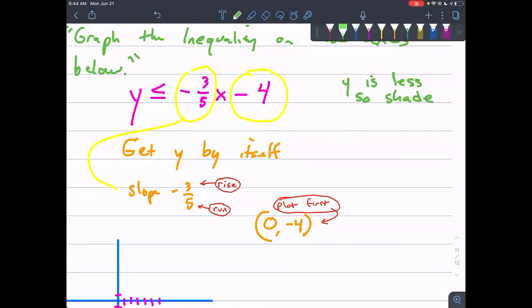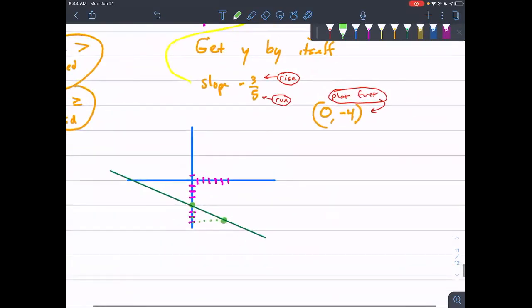Because basically all we're doing is, usually a line like this shows all the solutions. Every single one of those little dots is a solution to the equation that we're given.